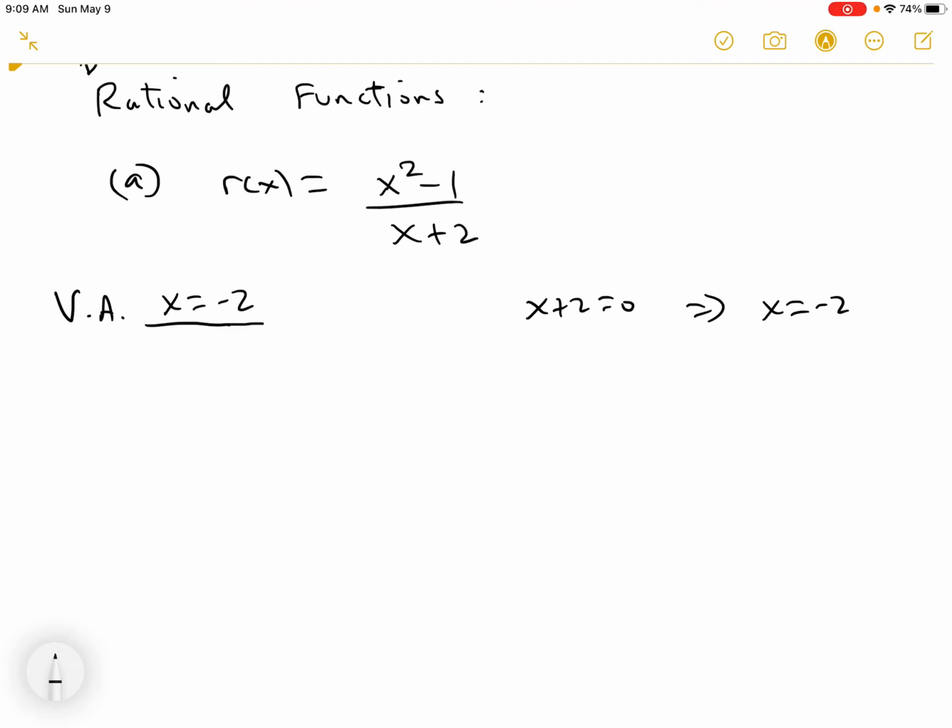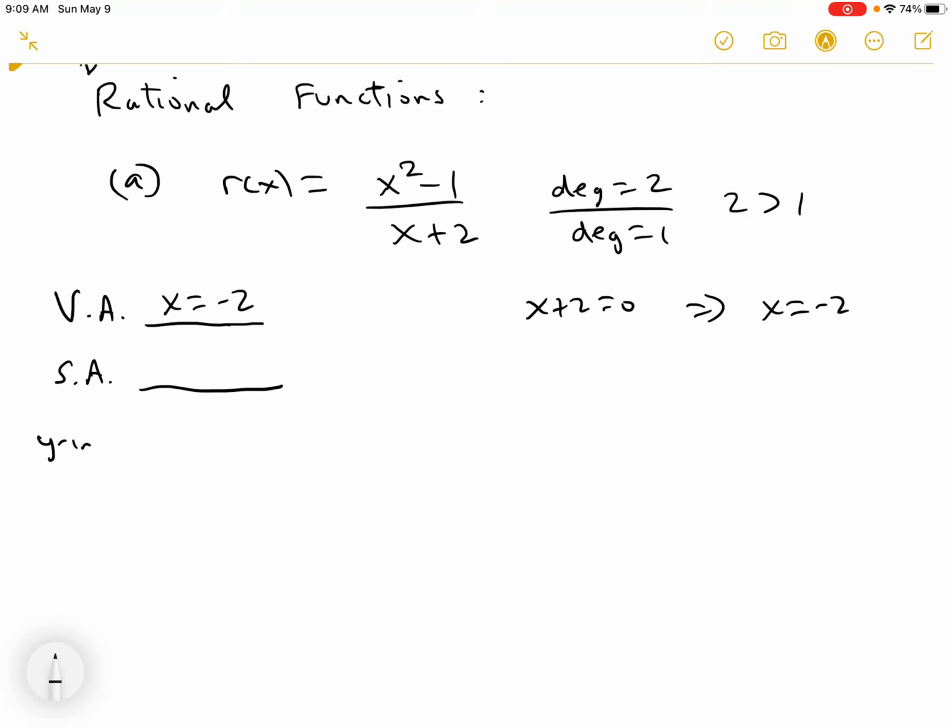There's no horizontal asymptote because the degree on top is 2 and the degree on the bottom is 1, and 2 is bigger than 1. So that says we have a slant asymptote. We'll find that in a second.